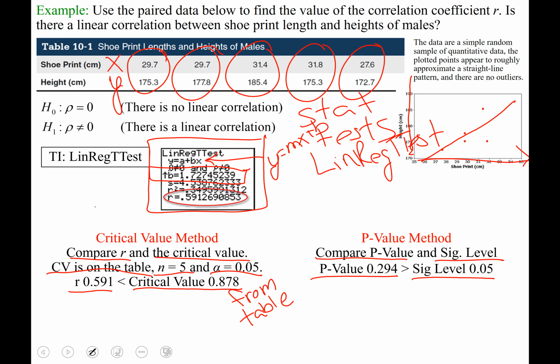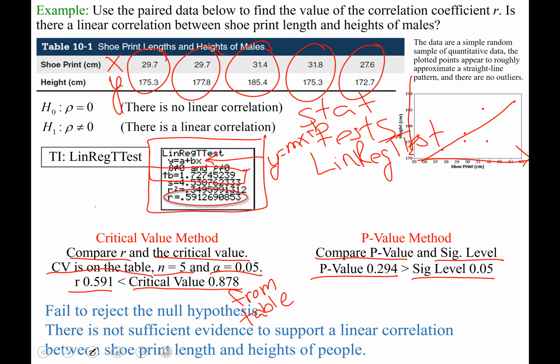So say the little rhyme to yourself: p is high, the null will fly. And so we will fail to reject the null hypothesis. Whenever we say fail to reject, we always pair that with there is not sufficient evidence to support the linear correlation between shoe print lengths and heights of people. P-value method, nice. The rhyme is super helpful.